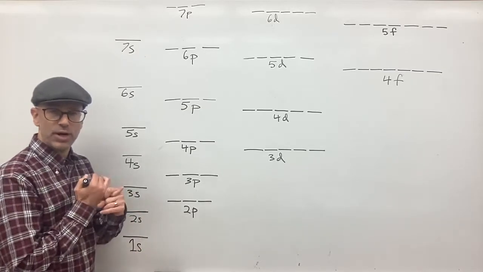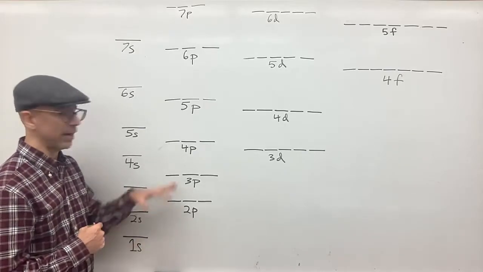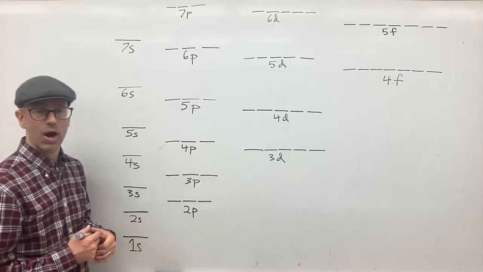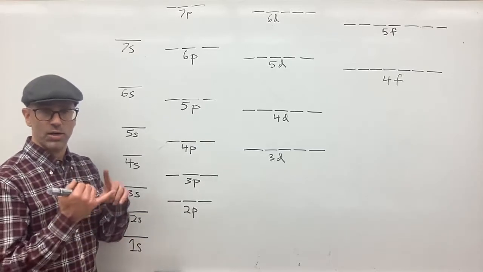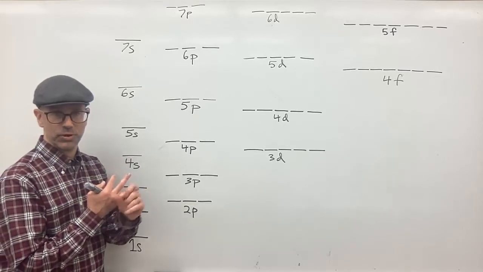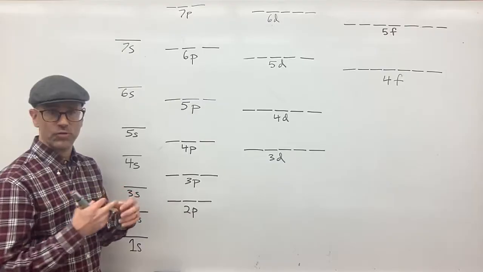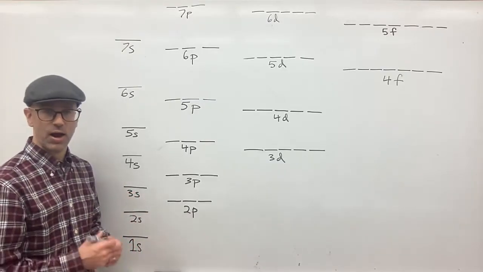So the number of electrons of the atom is going to be important. How we fill them in is going to be important to figure out where they are. And so that's the reason for the Aufbau principle, the Pauli exclusion principle, and Hund's rule. Those are to help us figure out where the electrons are.